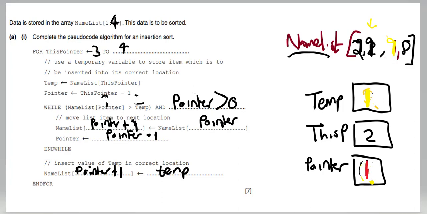So remember, when we talk about pointer, if it's got nameless, we're talking about the data inside the array. If we're just having pointer by itself, we're talking about the integer. So we then go back to the top of this list. Whilst nameless pointer, which is at this moment pointing to number 2.